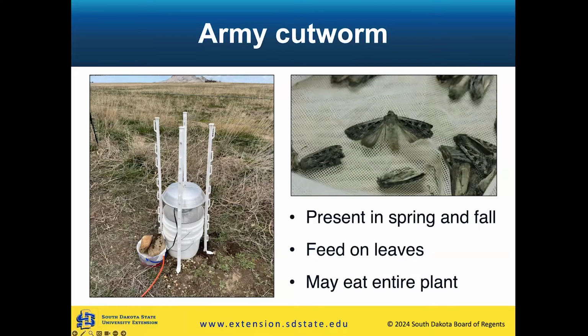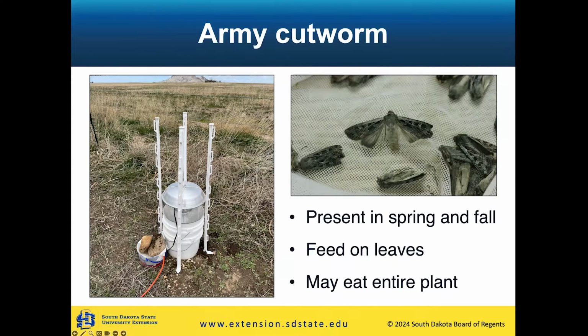So with army cutworms, again, like I said, they're present in spring and fall, and the larva will feed on the leaves, and they can eat the entire plant. So they'll look almost like somebody just took a lawnmower into the field and buzzed off the plants, because they'll just leave a little bit of stubble there. They can really cause some issues.